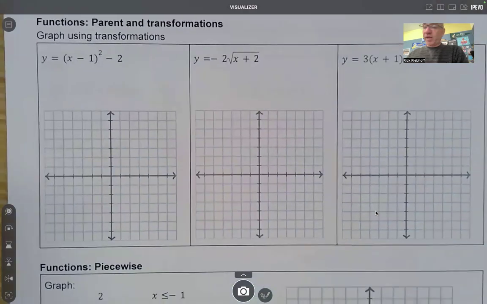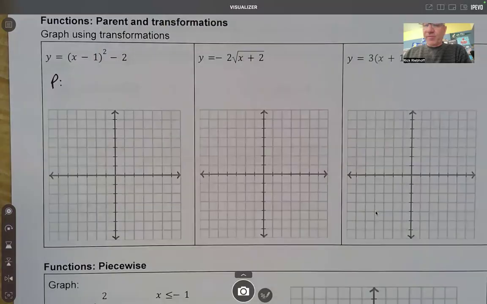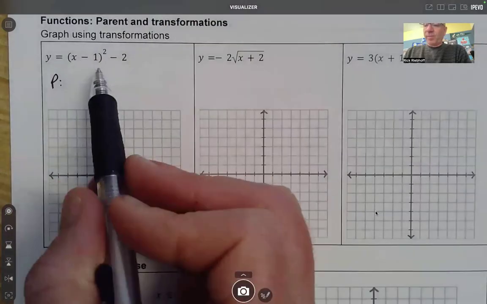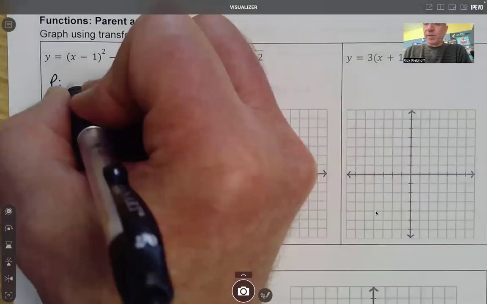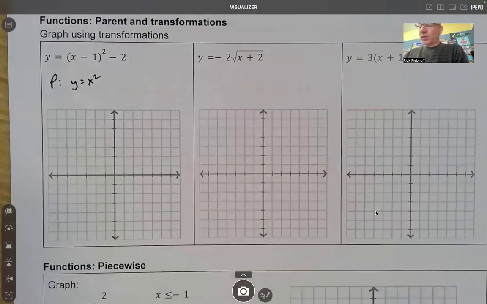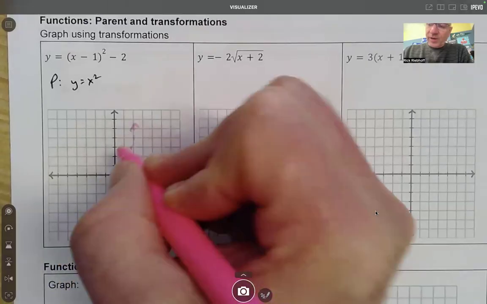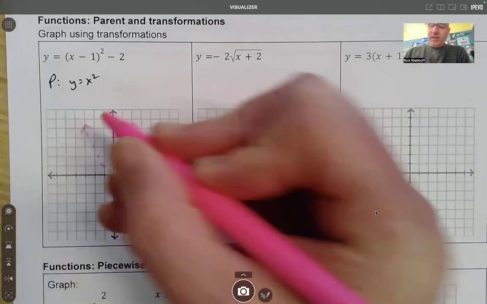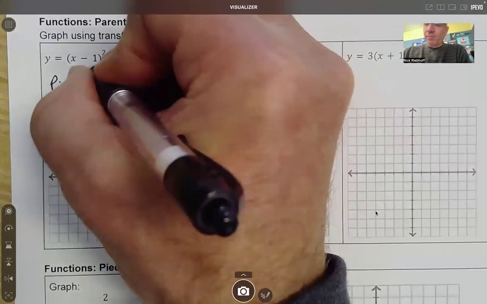Functions, parents, and transformations. So parent function, I want you to identify that. The parent function for this one, get rid of the plus, the -1, and the -2. We are left with just y equals x squared, right? I encourage you to graph that parent function. You could use a different color, something like that. That's kind of nice. And then identify what we're doing.